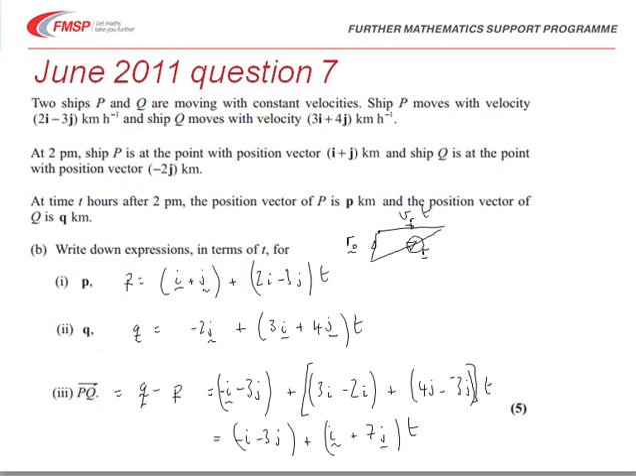The marking here was a method mark and an A mark for each of the expressions for P and Q, and then a method mark and an A mark for getting the answer for the vector PQ. As I said, there's no need in this particular question to rearrange this in terms of the value of i and the value of j separated. In some questions you would need to do that, however in this one you don't.